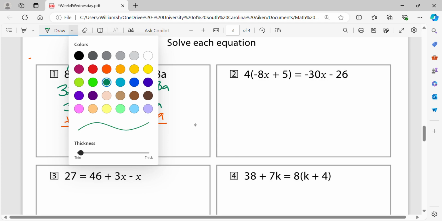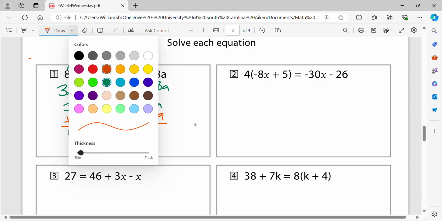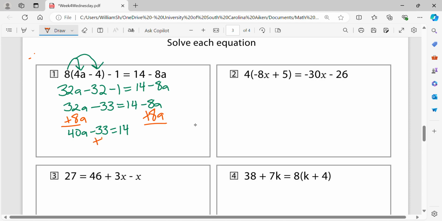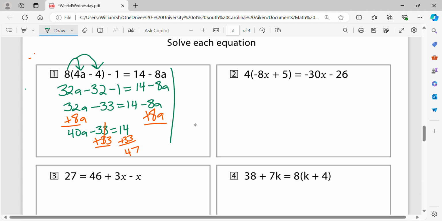Alright, so 32a plus 8a is going to give us 40a, and we still have the minus 33 equals 14. Now, I'm going to add 33 to the other side. That cancels it out over here. And now 14 plus 33 is going to give us 47.